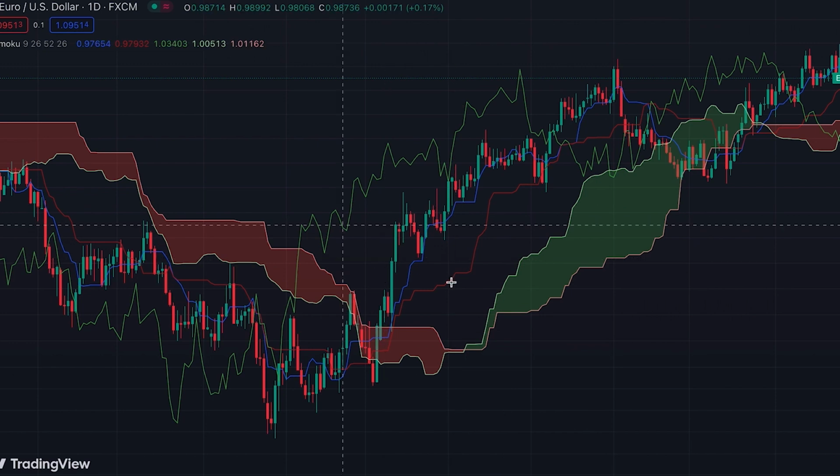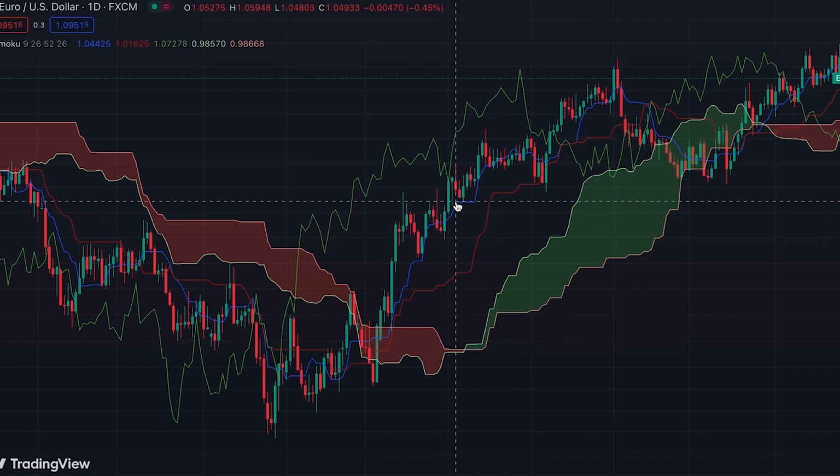Each of these lines that you see here on this chart has a Japanese name, but in this video we use the translated English words, so it will be easier for us to memorize them. This blue line that you see here, which is actually the fastest line here and moving very closely to the price action, is called conversion line. It's the most sensitive line among others in this indicator.